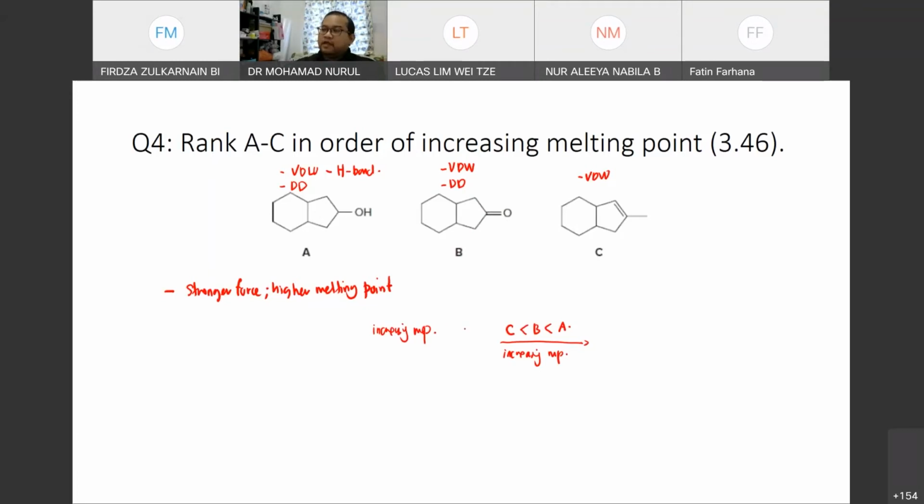If you are doing it like this, for example, C, B, A, it's wrong, because of this. If you do it like this and suddenly you draw like this, increasing melting point, it's wrong also, because the examiner doesn't know which one your answer is.